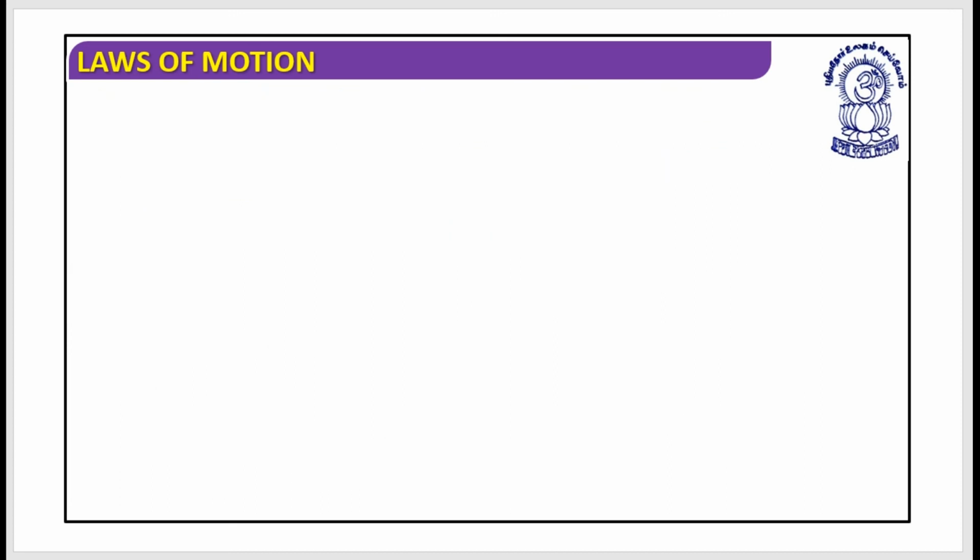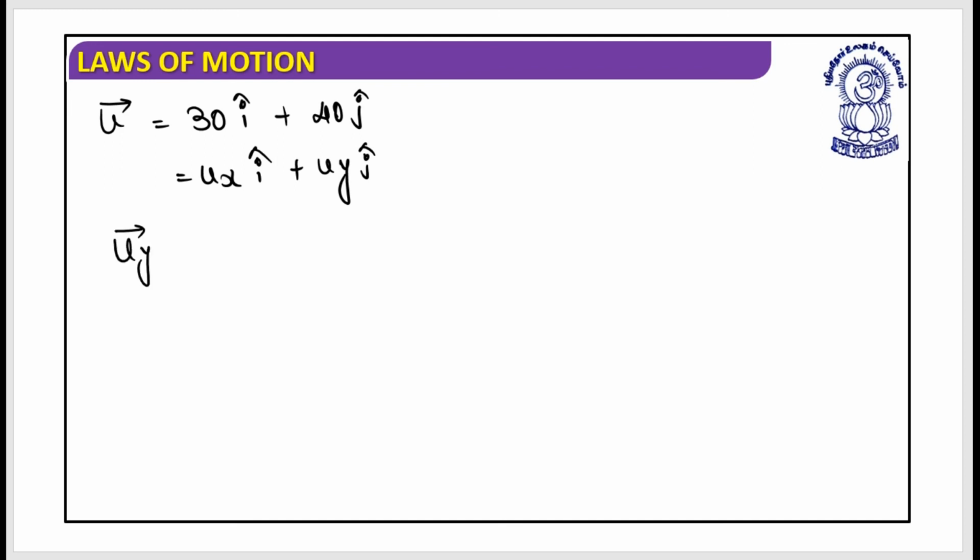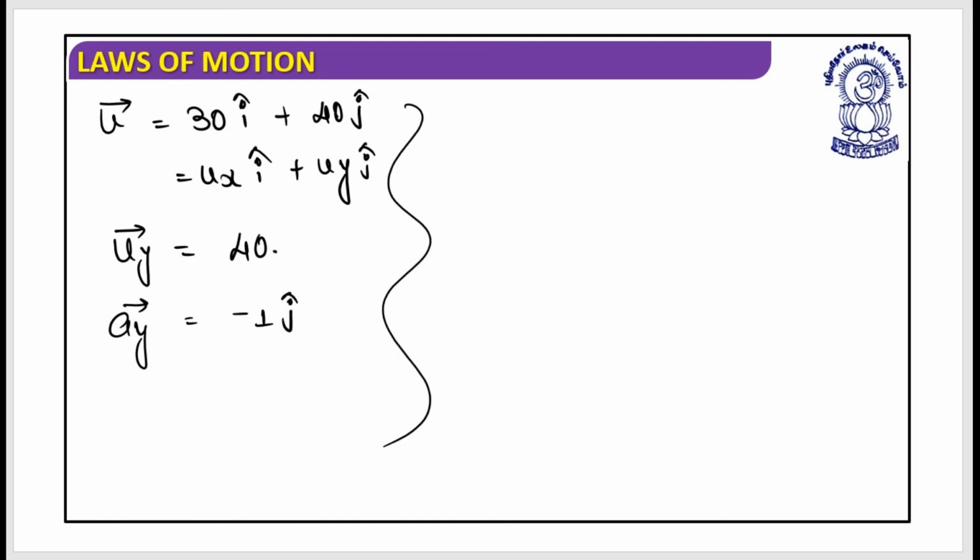The velocity is given as u equals 30 i cap plus 40 j cap. So this is ux i cap plus uy j cap, and uy, the initial velocity in the y direction, is 40. Acceleration in the y direction would be minus 1 into j. Now I can have a relation that vy equals uy minus a into t.